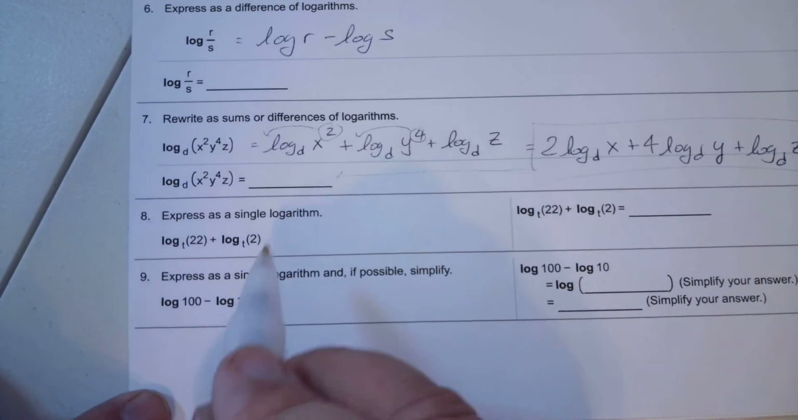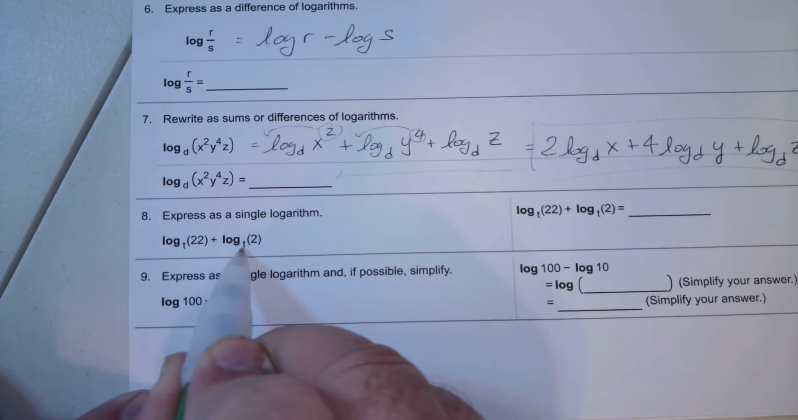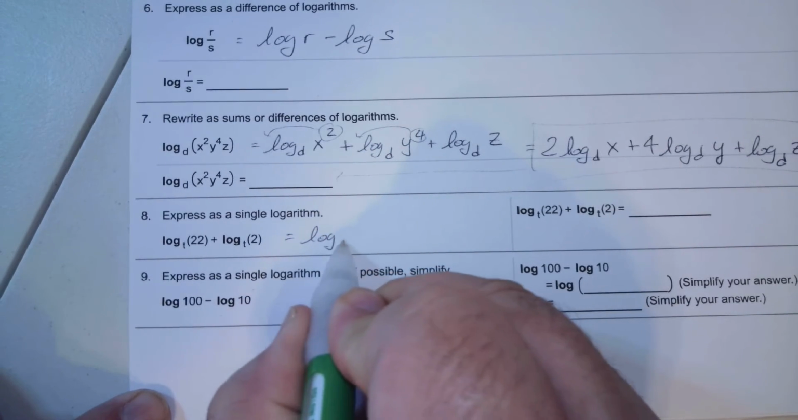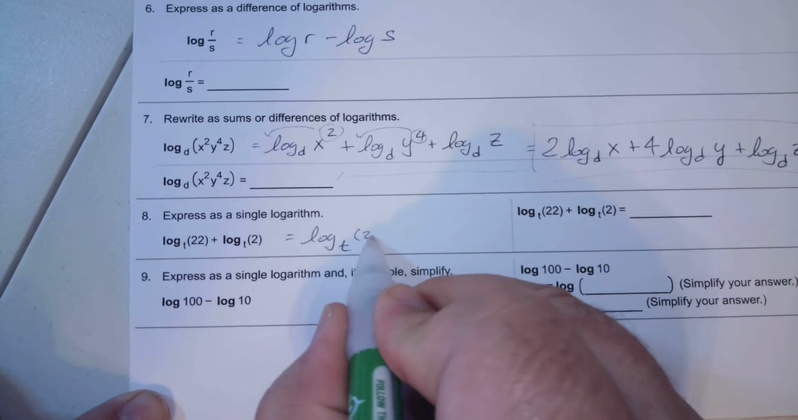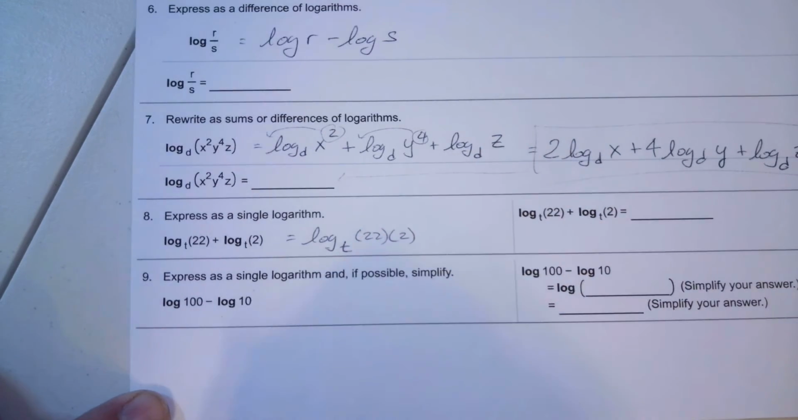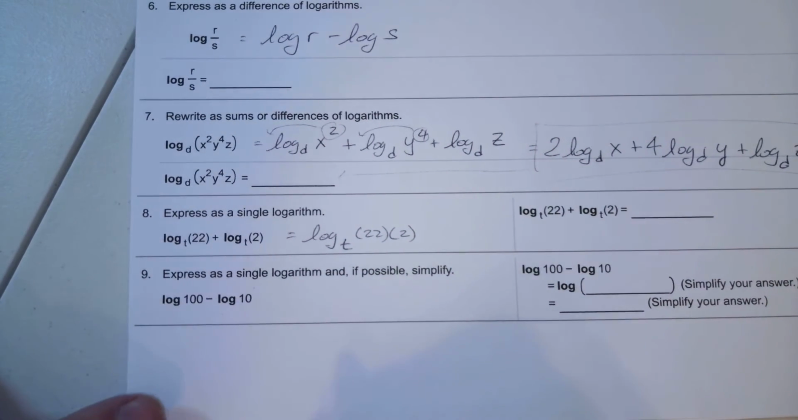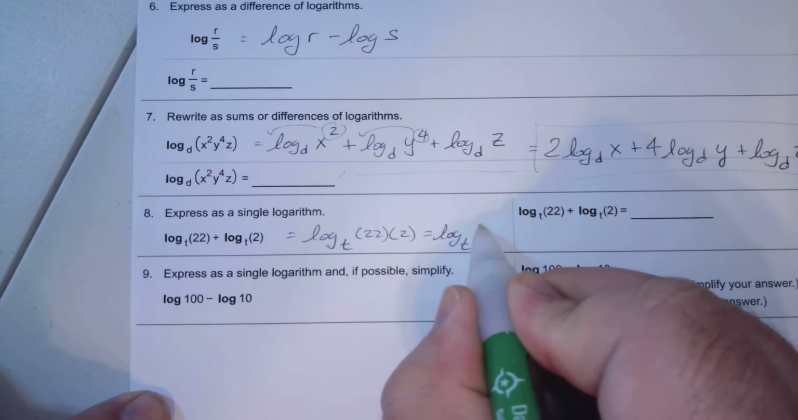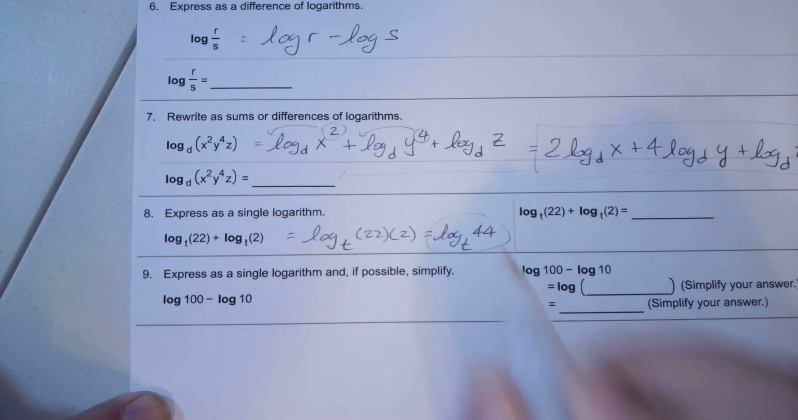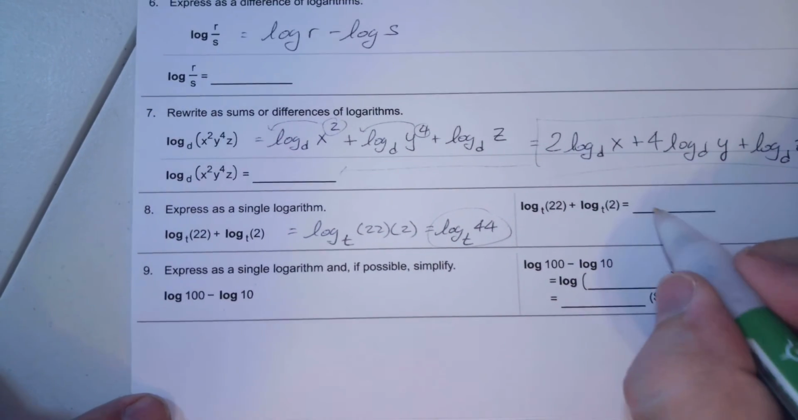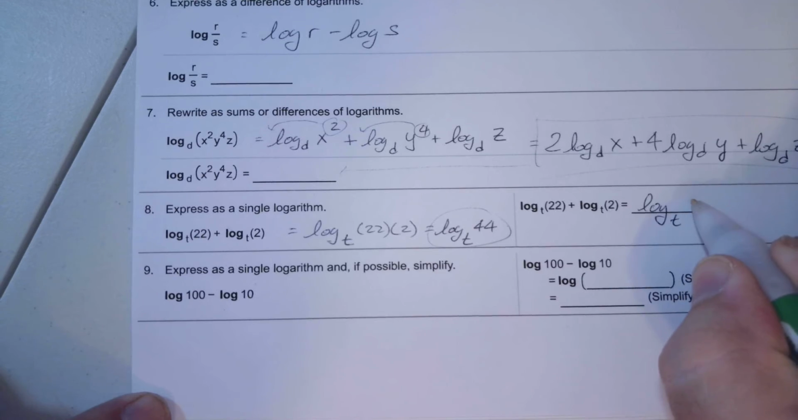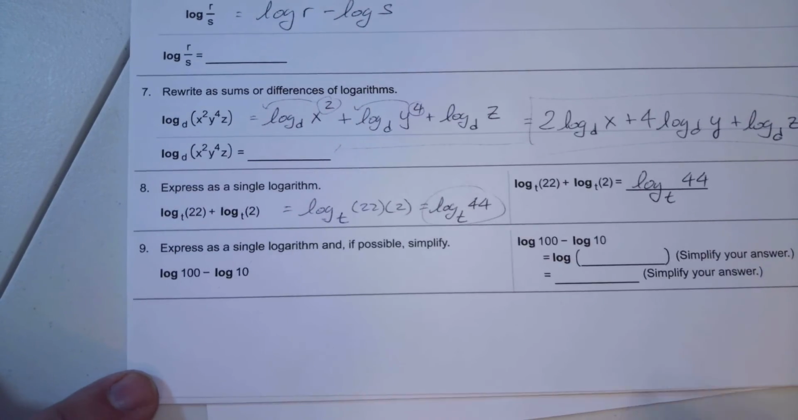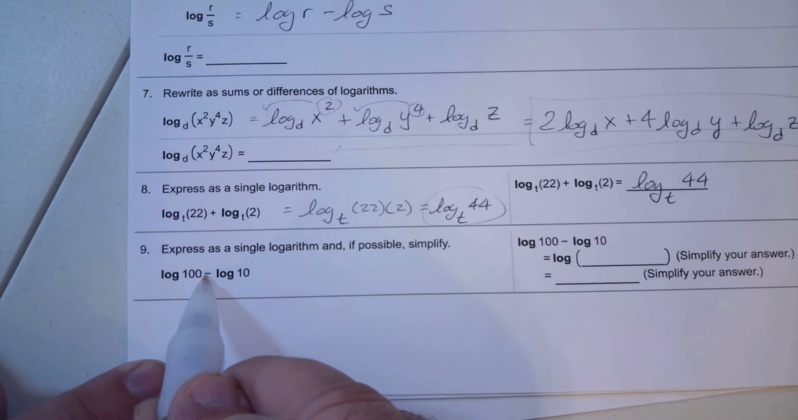Express as a single logarithm. Okay, first I have to check. They have to have the same bases. Check. Now, since it's plus, I could take the two numbers and multiply them together. 22 times 2 is 44. So there's your answer. So it's log base t of 44.